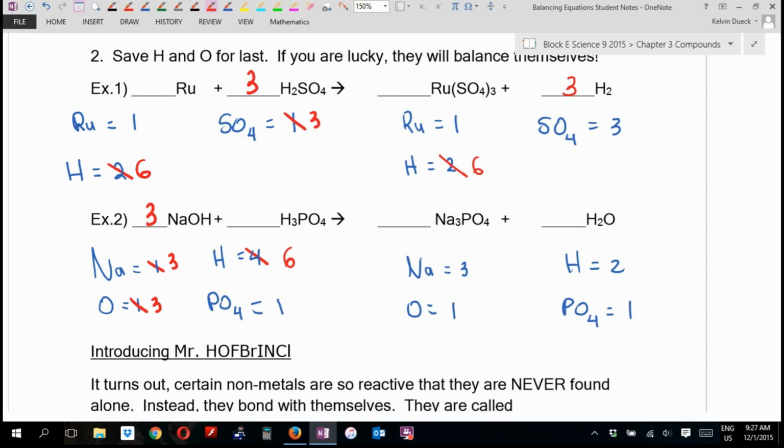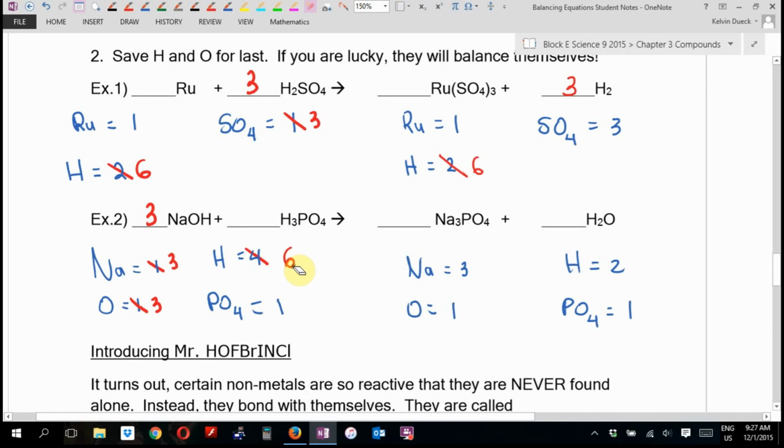How many H's are right here? 1 times 3 is? So there's 3 H's in this molecule, 3 H's in this molecule, for a total of 6. Good question. And I think it's the H's now that we need to balance.